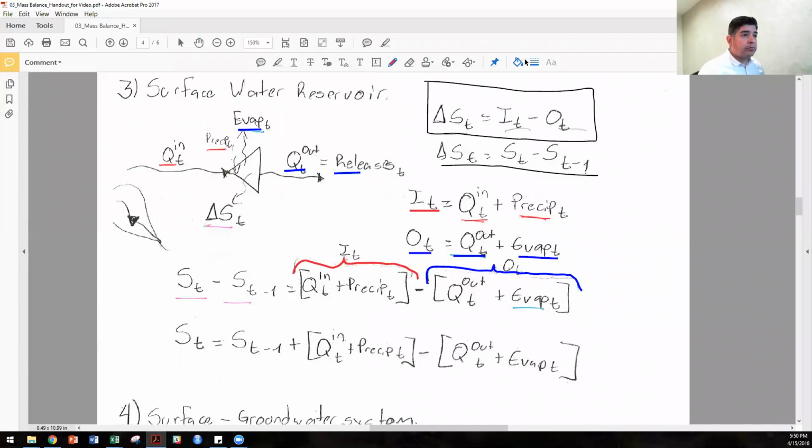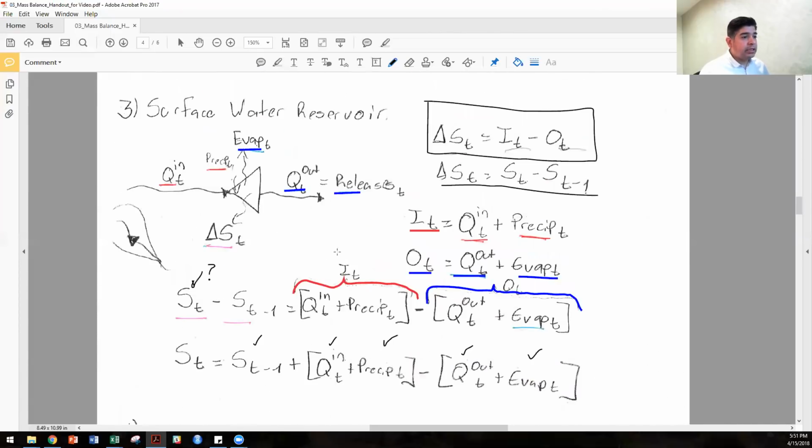At the end, remember that most of the times we use this mass balance equation to find out the unknown variable that we want to calculate. In this case, this is our unknown variable, this one here. So the storage at the end of the period will be how it started, plus all these inflows that we can calculate or estimate a priori, minus the outflows that can be measured or calculated. So basically, that's the explanation of this mass balance.